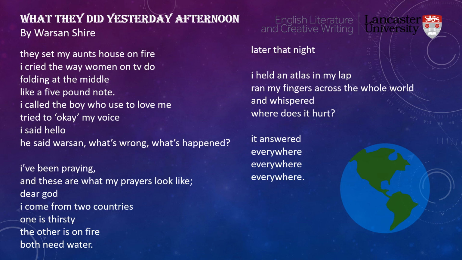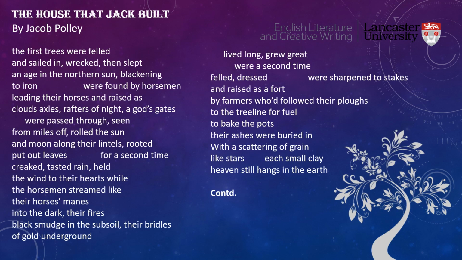Our final example for analysis is an excerpt from a longer poem, The House That Jack Built by Jacob Polley. This is from his collection Jack Self, which won the 2016 T.S. Eliot Prize. This one looks a little different. Take some time to pause the video and analyse the poem according to the elements we have discussed so far. The House That Jack Built by Jacob Polley.